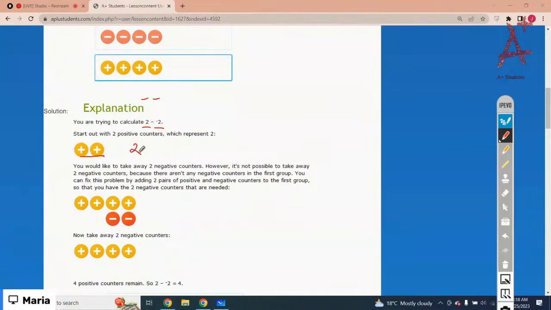That would be the positive counters that represent the positive 2. You would like to take away two negative counters. However, it is not possible to take away two negative counters because there aren't any negative counters in the first group. Got it? You cannot cancel out because you don't have any negative counters in the first group. You can fix this problem by adding two pairs of positive and negative counters to the first group so that you can have two negative counters that are needed. Got it? Now take away two negative counters.